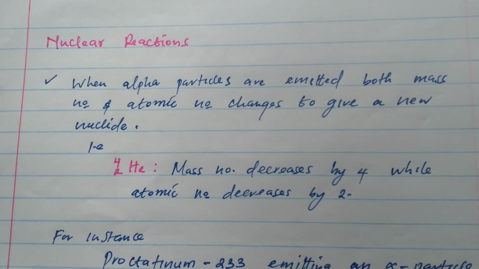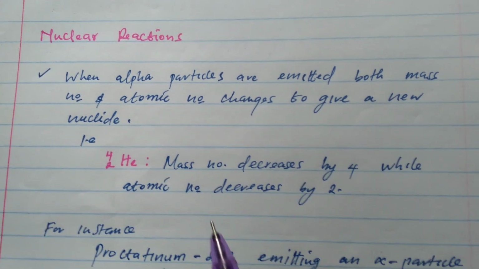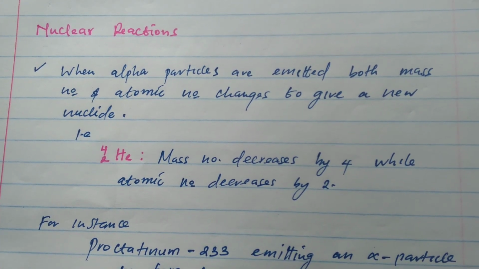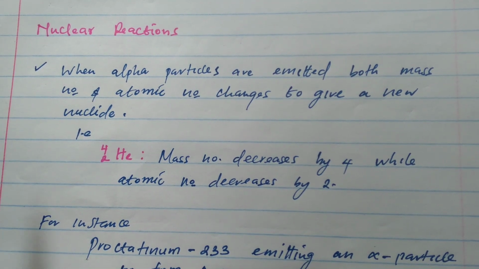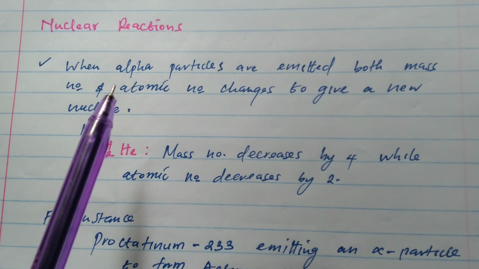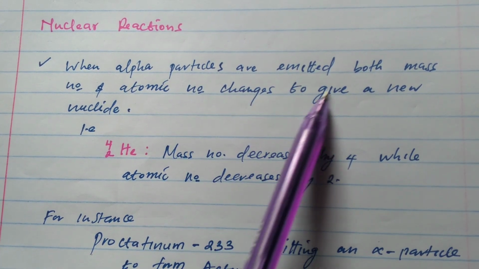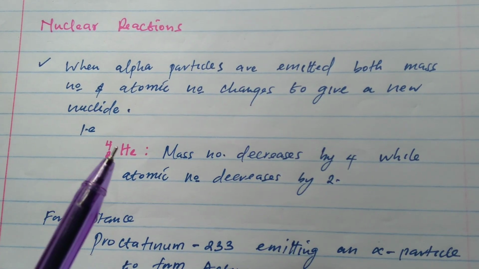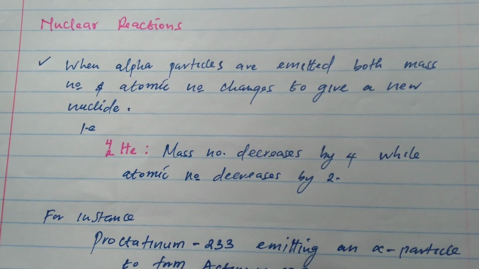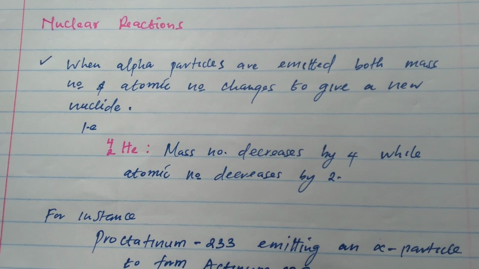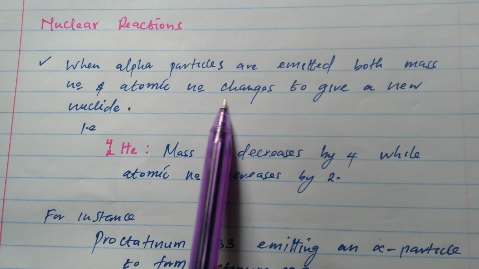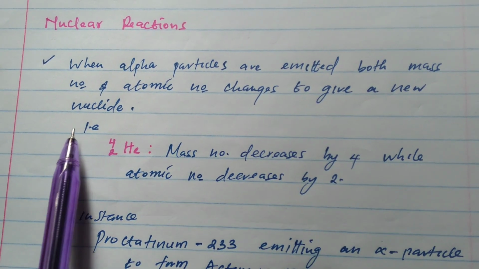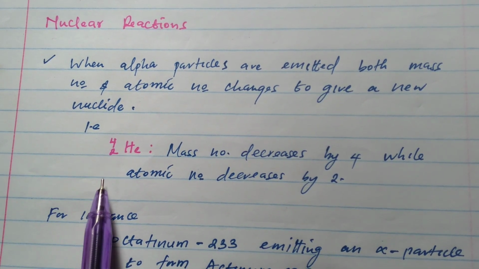Now I want us to look at nuclear reactions. We have different types of nuclear reactions. So let's look at them. When an alpha particle is emitted, both the mass number and atomic number change to give a new nuclide.